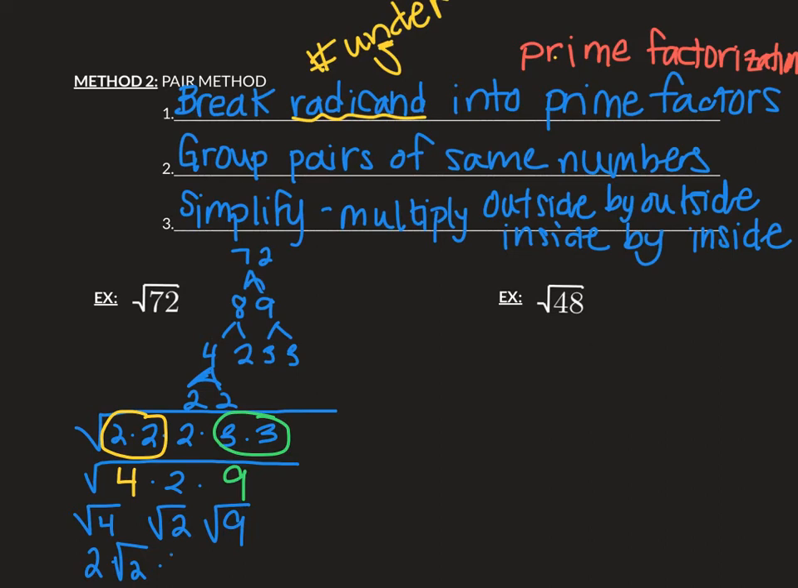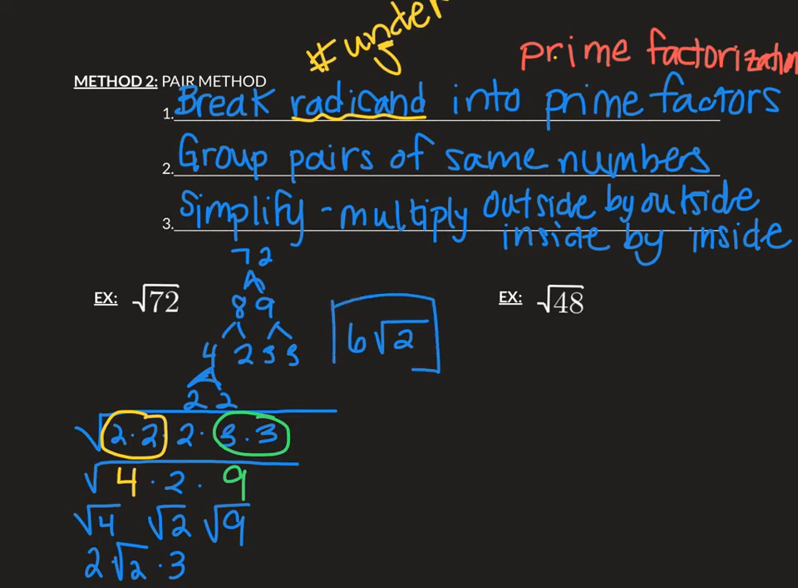Now, when I said to simplify and multiply outside by outside, inside by inside, it means that if I have numbers that are not in a square root anymore, like this 3 or this 2, I can multiply those because they're outside of the square root. And what do those multiply to? Well, 2 times 3 is 6. And there's nothing left inside to multiply other than the root 2 that's already there. So my final answer is 6 root 2.